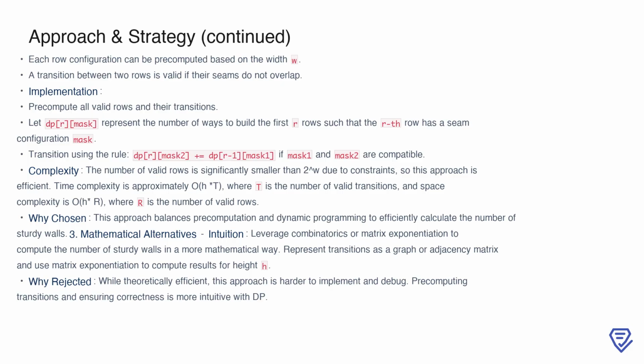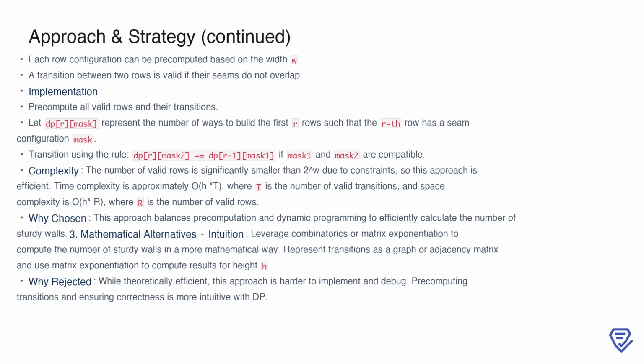The key insight here is that each valid row can be represented as a unique bit mask that encodes its vertical seam positions. We can pre-compute all valid row configurations for a given width and determine which pairs of rows can transition without overlapping seams.